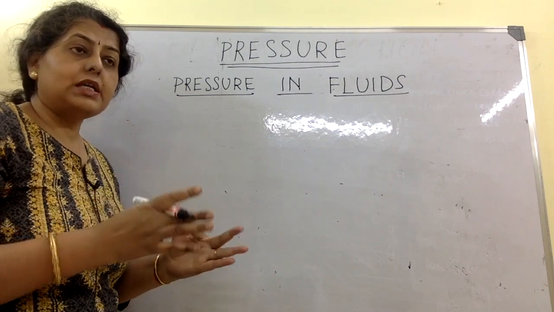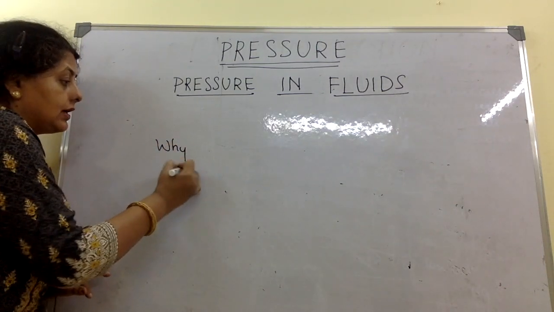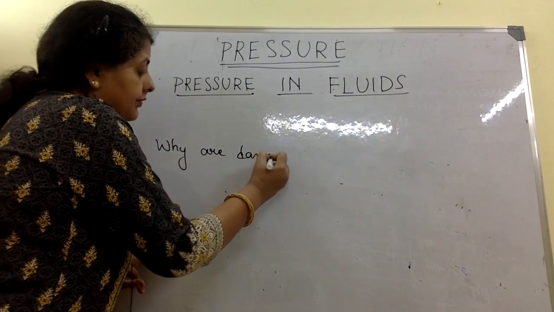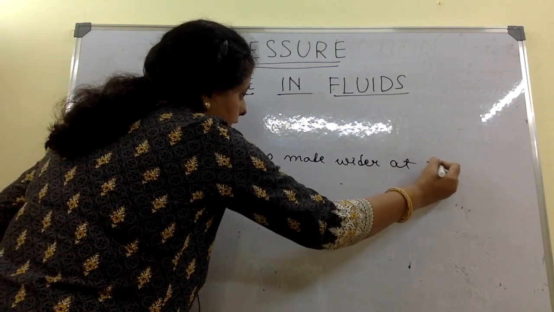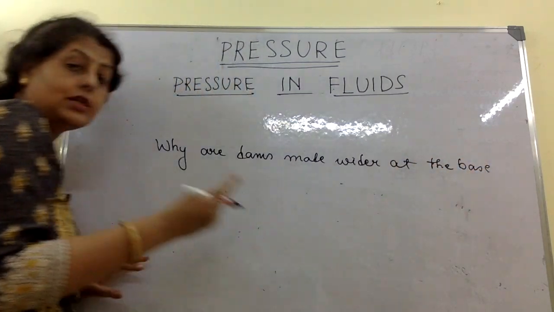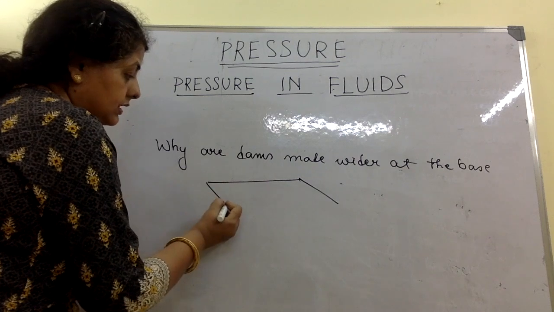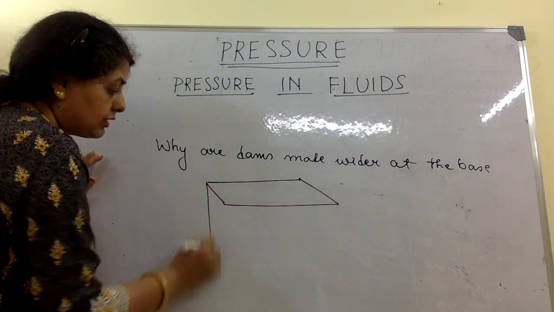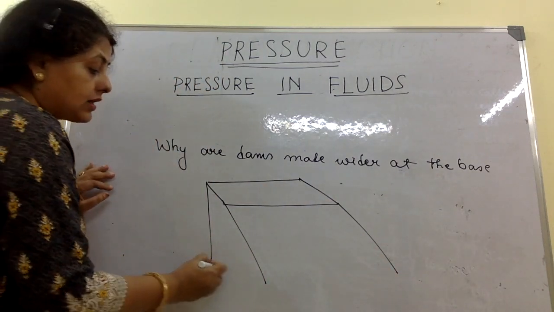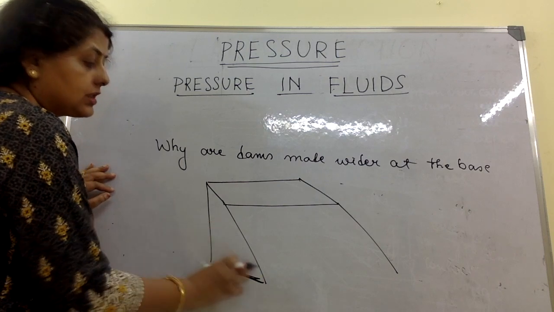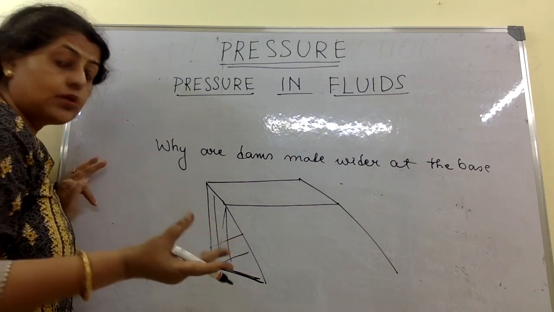Why are the bases of dams made wider? It is a very commonly asked question. Why are dams made wider at the base? Dams, that is dams on rivers. Now this is a dam, and you will see that one side is sloping like this. Slowly you see it is broader here. This is the part where you have the gates, and this part they made a little broad. Why is it made broad?